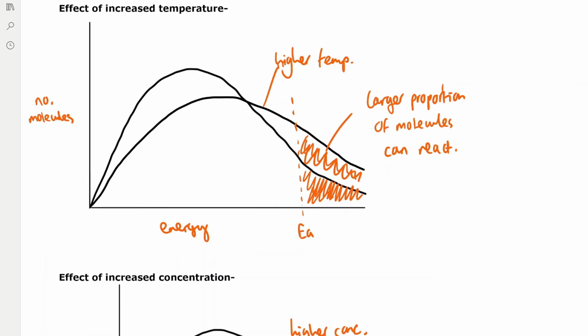We can determine the effects of different conditions on the Boltzmann distribution. So for example, if we increase the temperature, then more molecules are going to have a higher energy.